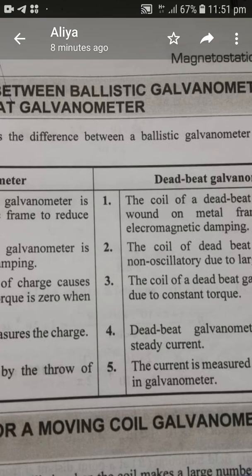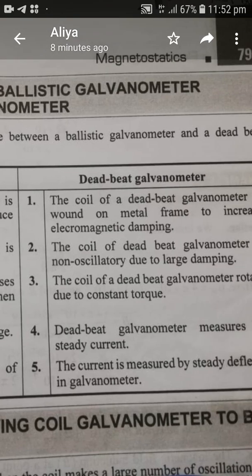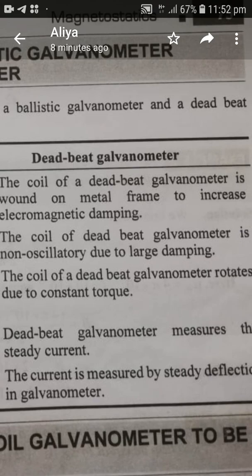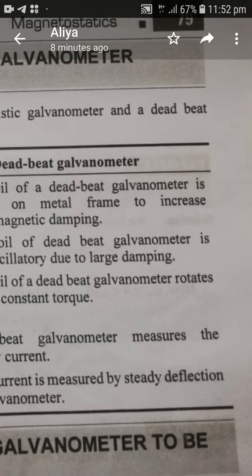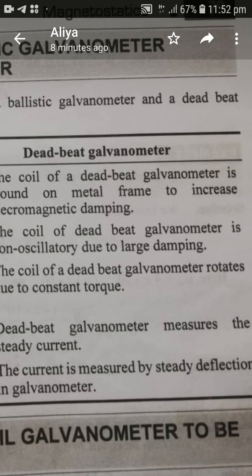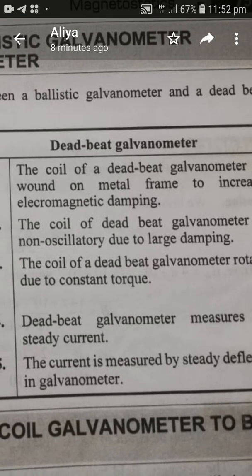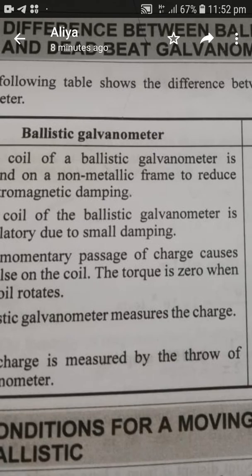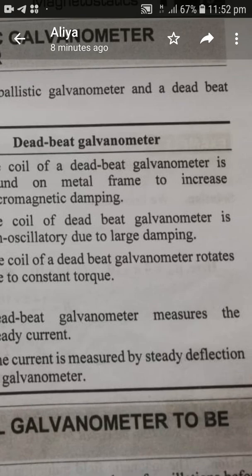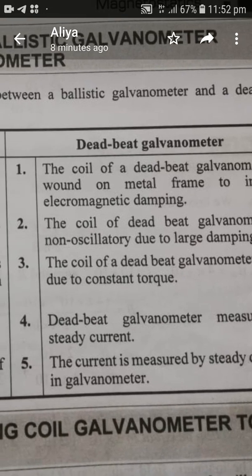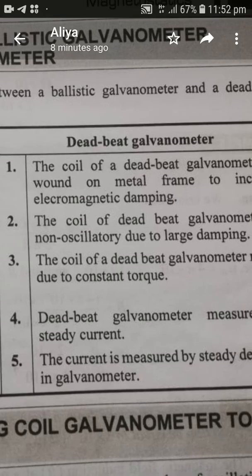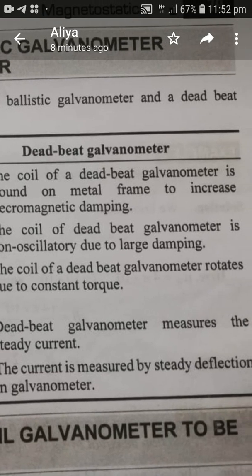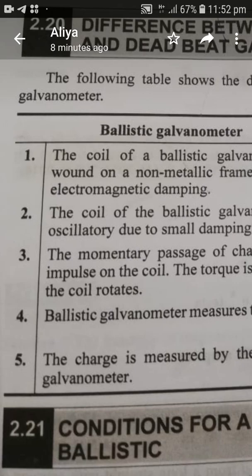Now the deadbeat galvanometer. In this case, the coil of the deadbeat galvanometer is wound on a metallic frame to increase the electromagnetic damping. In the ballistic galvanometer we reduce the electromagnetic damping, whereas in the deadbeat galvanometer the coil is on a metallic frame in order to increase the electromagnetic damping.